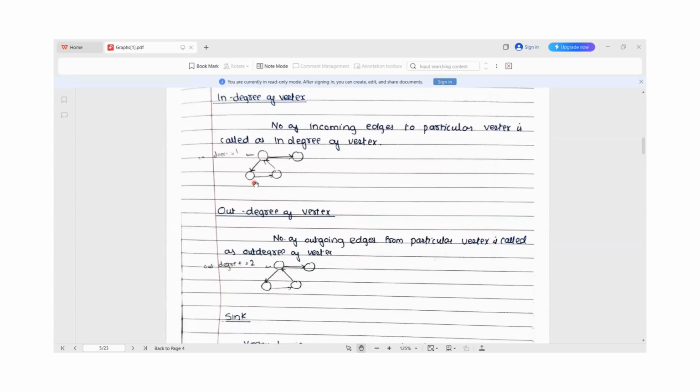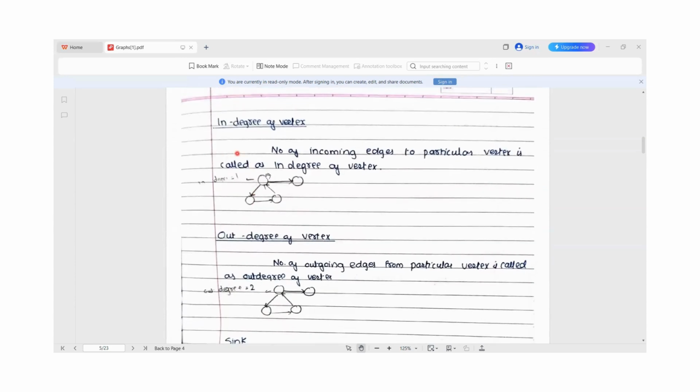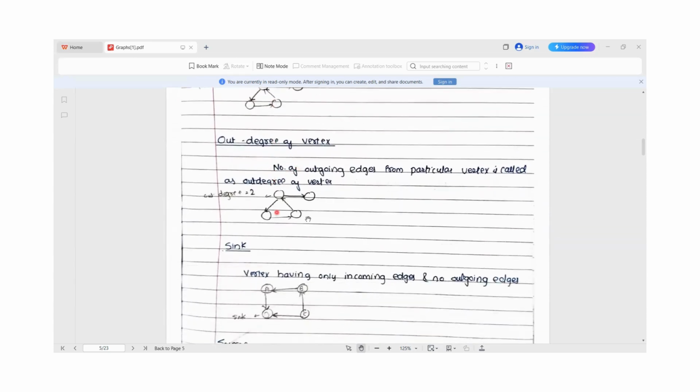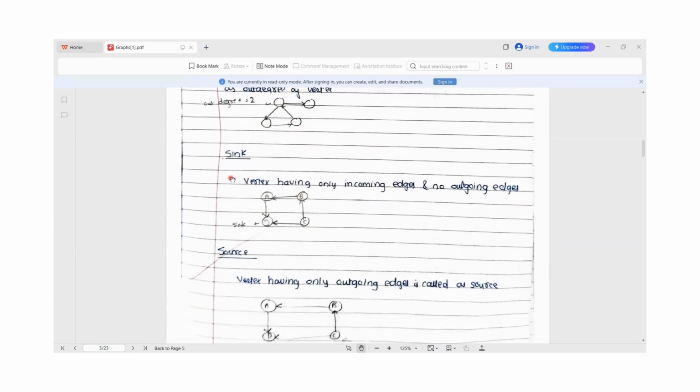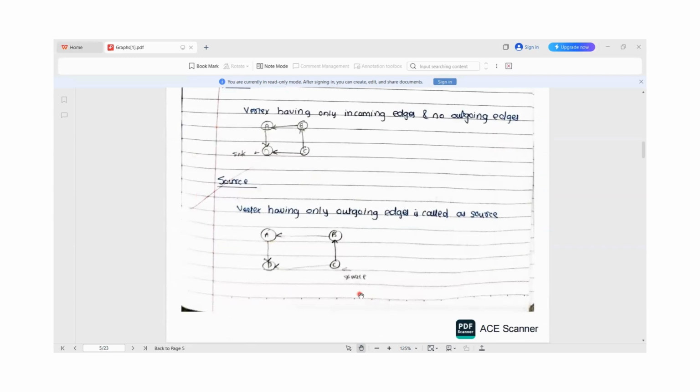There are different types of vertex in degrees. In degree means the number of incoming edges to a particular vertex. Out degree means the number of outgoing edges, and sink means there are only incoming edges and no outgoing edge. In source, we have only outgoing edges and not incoming edges.